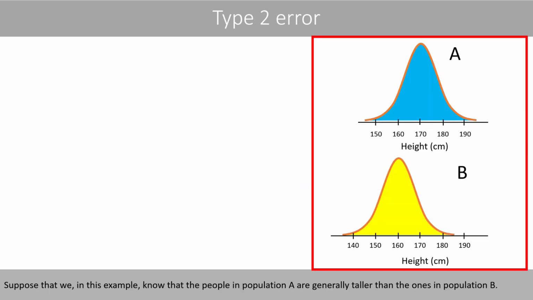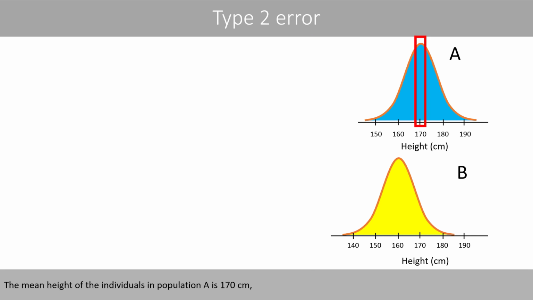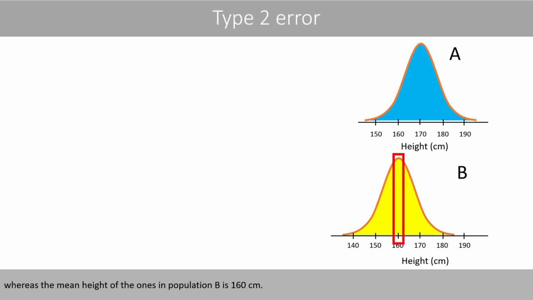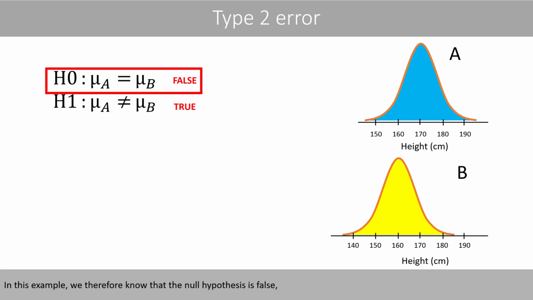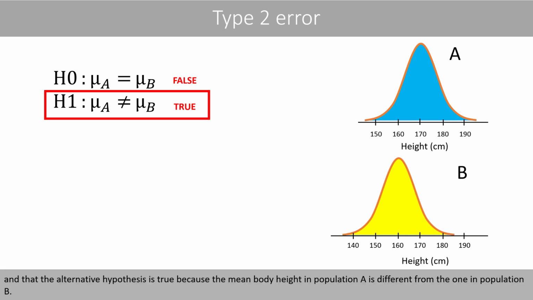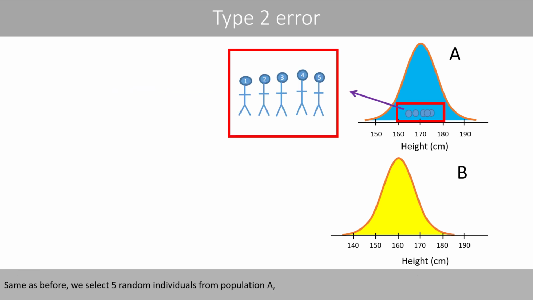Suppose that we, in this example, know that the people in population A are generally taller than the ones in population B. The mean height of the individuals in population A is 170 centimeters, whereas the mean height of the ones in population B is 160 centimeters. In this example, we therefore know that the null hypothesis is false, and that the alternative hypothesis is true, because the mean body height in population A is different from the one in population B.